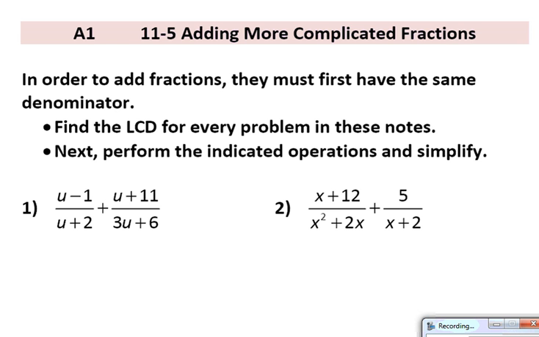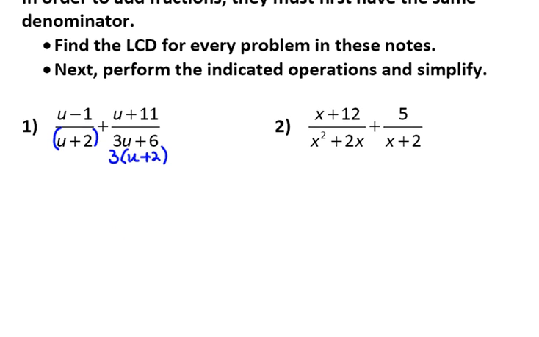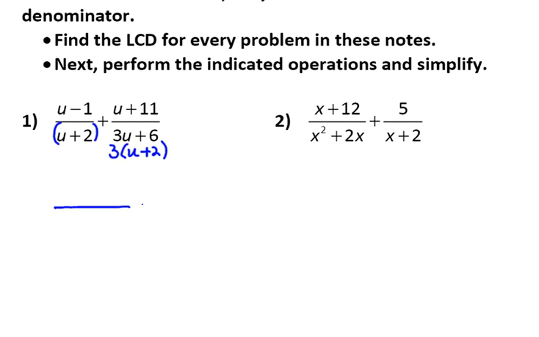So we'll start with number 1. I have u plus 2, and I need to factor it, but u plus 2 won't factor, so it's just its own little factor by itself. 3u plus 6 will factor out a 3, and that will leave us with u plus 2. When we build our LCD, it has to have one of each type of factor. So it's going to need to have that 3, and it needs to have a u plus 2. I don't see any exponents involved, so that's going to be our LCD for problem 1.